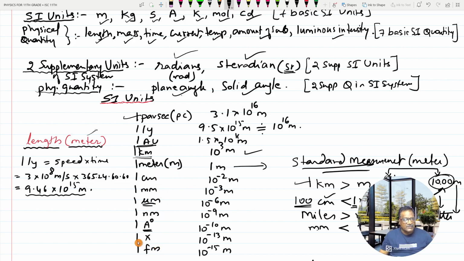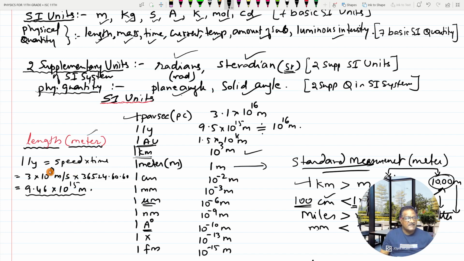Then you have something called 1 X unit, which is equal to 10 raised to minus 13 meter, and you have something called 1 fm. This is the smallest unit. There is no unit smaller than this because we don't need it. 1 fm is 10 raised to minus 15 meter. In other words, if you take 1 meter and divide it into 10 raised to 15 equal parts, and take one part, that small part is nothing but 1 fm. Is that clear?